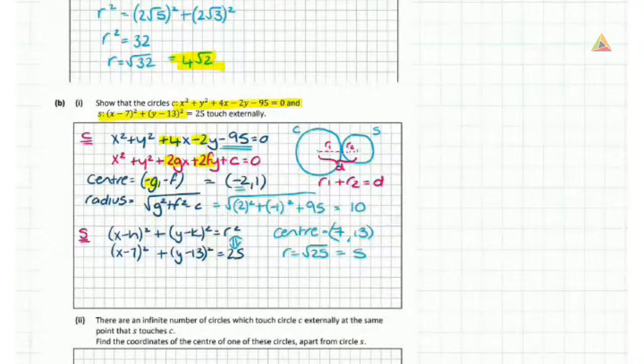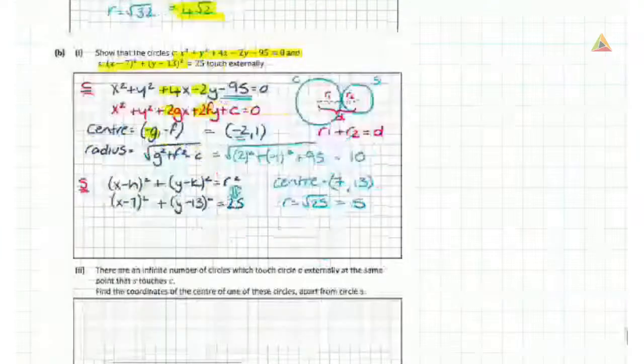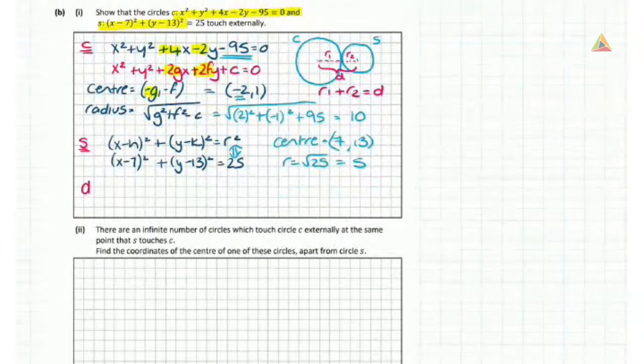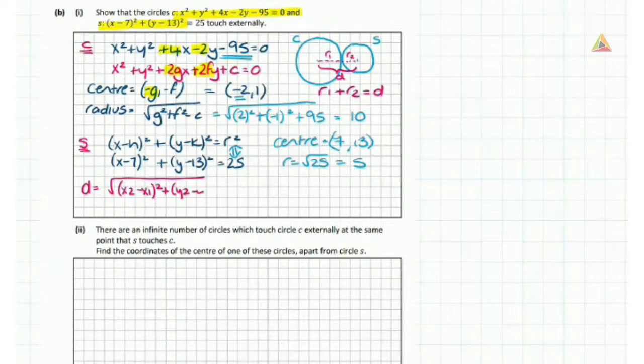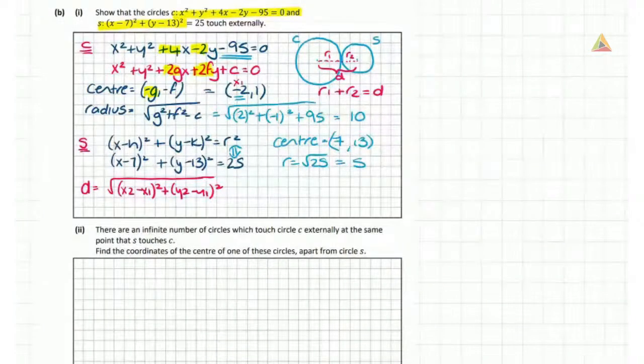So it looks like my diagram was fairly accurate. C is the bigger circle with the bigger radius, and S is the smaller circle with the smaller radius. So our job is to find D, the distance between the centres. So I'm going to use my distance formula, just as I did in part A. But this time, here's my x1 and my y1, and here's my x2 and my y2. And obviously it doesn't matter which you label x1, which you label y1.